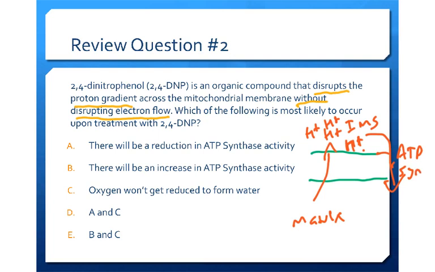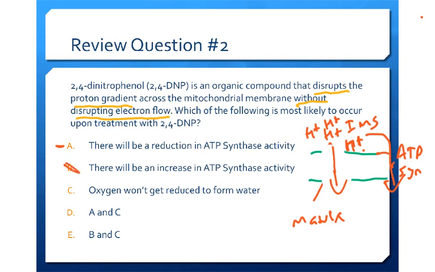I'm not going to write the whole name out, but that's ATP synthase. And when the protons flow back down through ATP synthase, it creates ATP. Okay? So the establishment of that proton gradient is directly linked to the synthesis of ATP. So if we disrupt that proton gradient, and what 2,4-DNP actually does is it kind of pokes holes into the membrane so that these H pluses can come back through it without going through ATP synthase. But if we disrupt that proton gradient, we disrupt ATP synthesis. So there will be a reduction in ATP synthase activity.